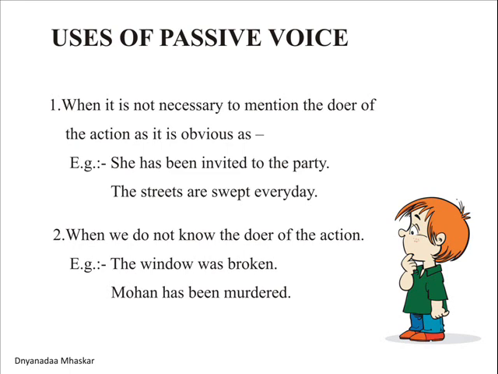And then you will realize the importance of this particular chapter. When it is not necessary to mention the doer of the action, as it is obvious. Obvious means clearly understood. Example, she has been invited to the party. The streets are swept every day. Now, what do we observe in both the sentences? That someone has invited her to the party.